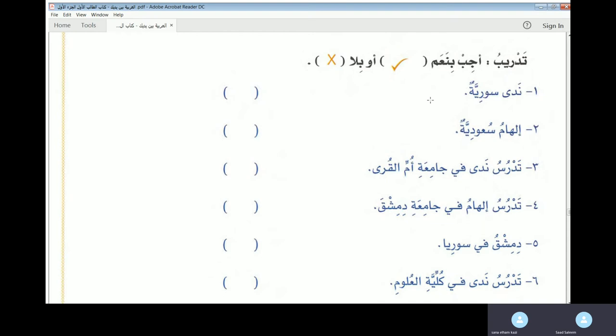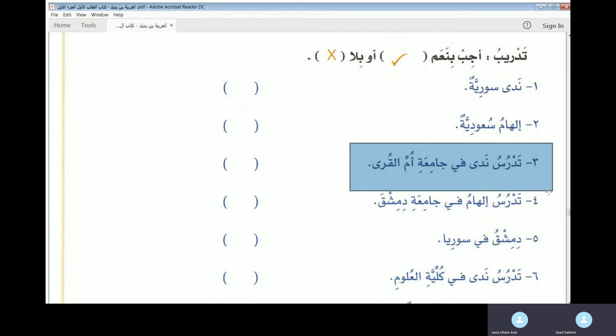Ajib bi naam, sahi, aw bila, khata. Answer with yes or no. Nada Suriyatun. Naam, sahi. Ilham Saudiyatun. Ilham is Saudi. Naam, sahi.